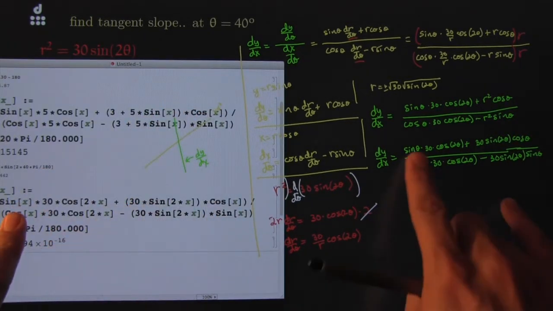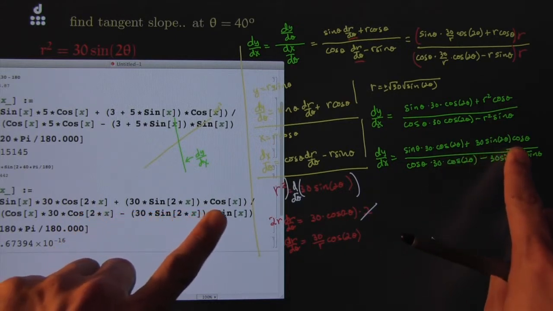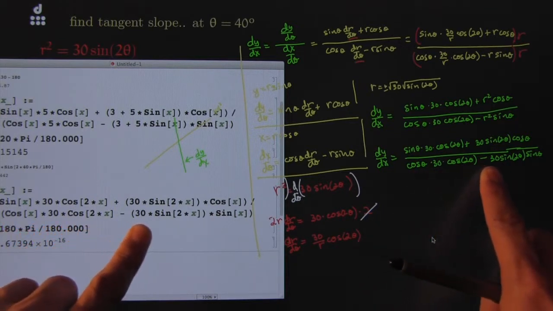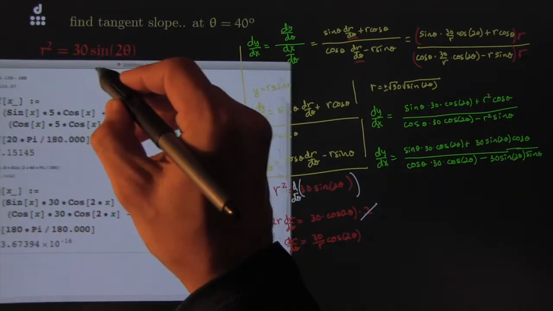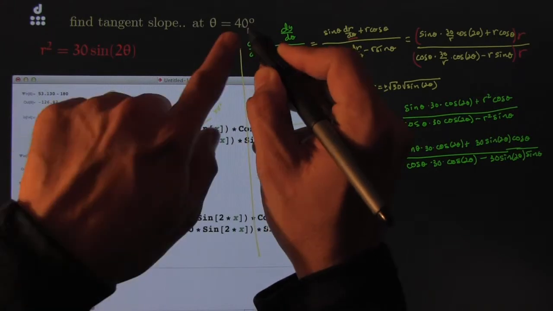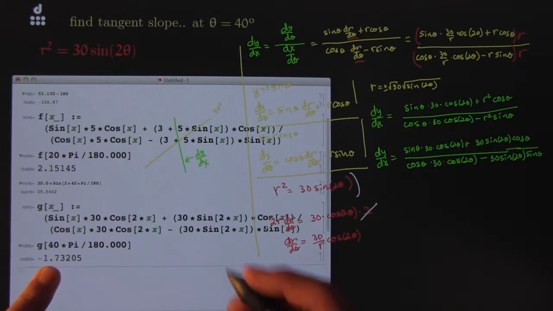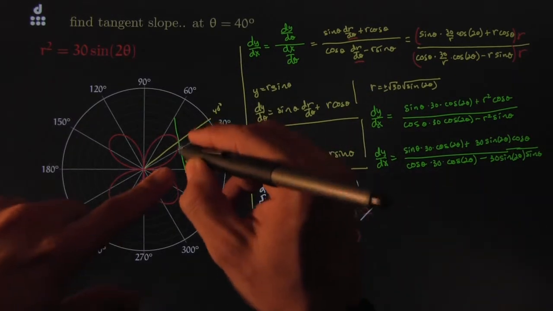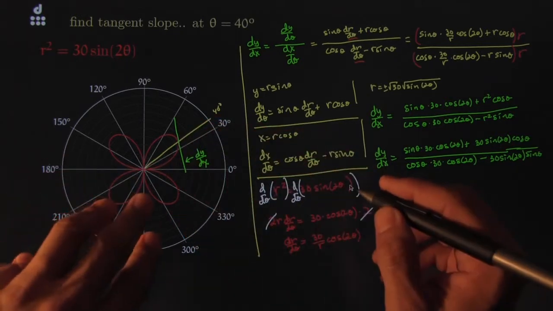We've got the calculator here. I've entered a function here: sine times 30 cosine of double the angle plus 30 sine of double the angle times cosine, all over cosine times 30 cosine of double the angle minus 30 sine of double the angle times sine. And then I evaluate it at any given point. For our problem we need to evaluate it at 40 degrees. So I'll put in 40 degrees, and of course the slope is negative 1.73205. Which means that the slope here, the rise over run, is about negative 1.7. You drop 1.7, you run 1, roughly speaking.